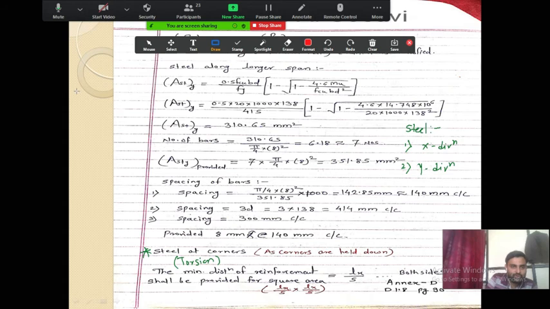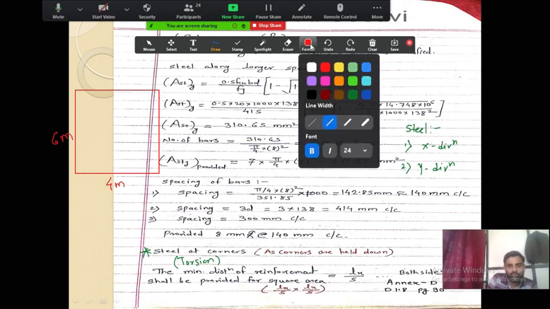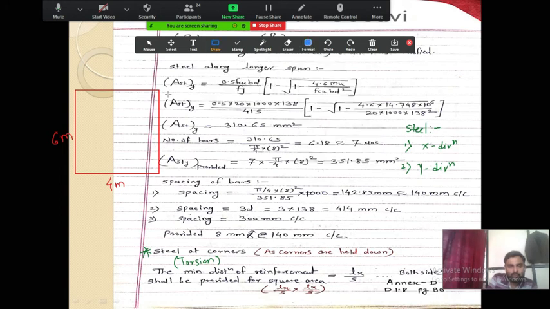Suppose this is our plan. This is the plan. Suppose this is our 4-meter panel, and this is our 6-meter panel. It is provided at the corners. If I show you in the corner, it will be like this. In this way the reinforcement is provided in the corner. This area is chosen, the corner area.